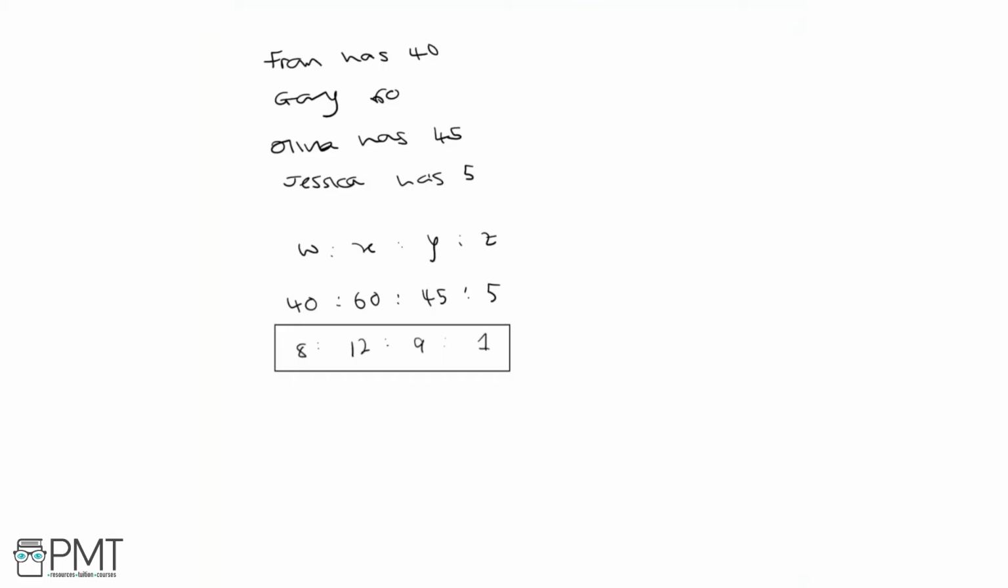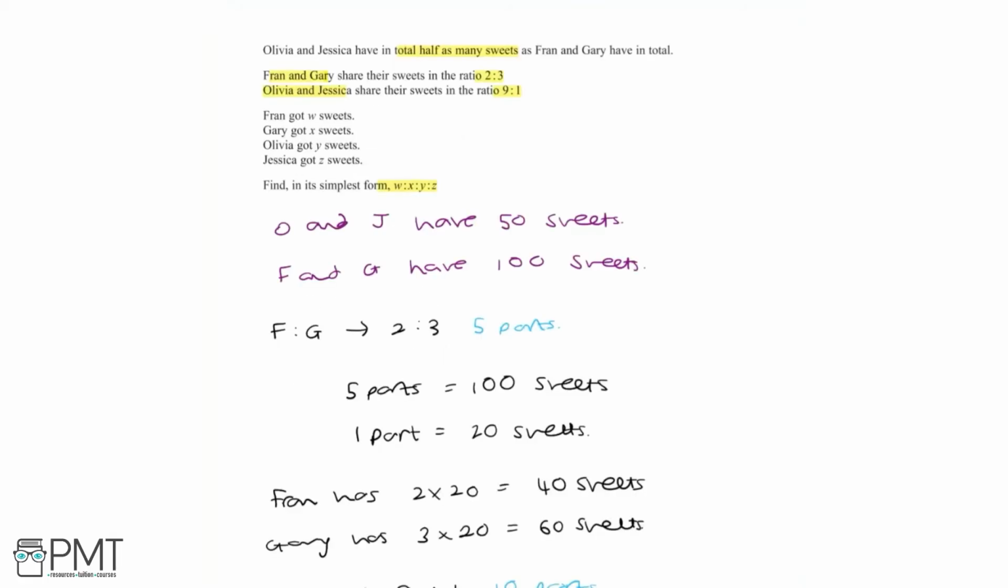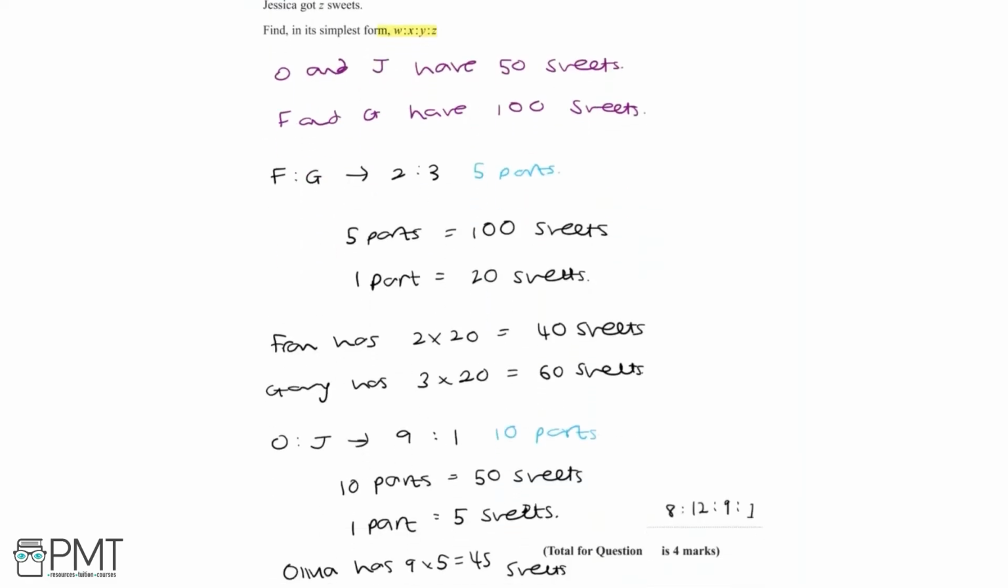And so the ratio W to X to Y to Z would be equal to 40 to 60 to 45 to 5. But now this question asks us to give our ratio in its simplest form. And so we can divide each part by 5. 40 divided by 5 is equal to 8, 60 divided by 5 is 12, 45 divided by 5 is 9, and 5 divided by 5 is 1. And so in its simplest form, we found that the ratio W to X to Y to Z is equal to 8 to 12 to 9 to 1. And so we've now correctly found the ratio W to X to Y to Z in its simplest form.